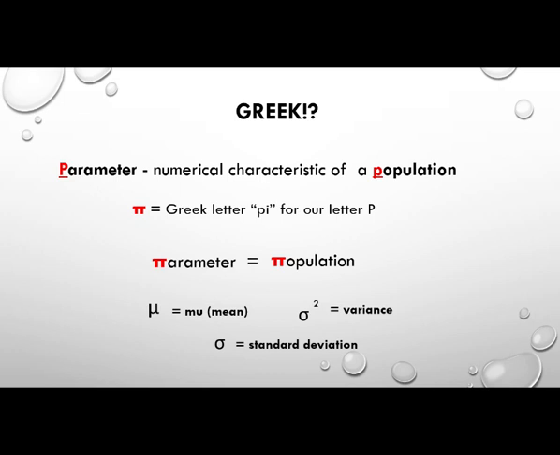Okay, so a parameter is a numerical characteristic of a population. It could be an average, it could be a median, it could be a mode, whatever. If it's written in a Greek letter, we're talking about the population, it's a parameter. All right, down at the bottom, that funky looking backwards y is called mu, and that's the mean. Sigma squared is the variance, and sigma is standard deviation. You don't need to remember that right now. I'm just giving you examples of Greek letters that represent parameters of a population.